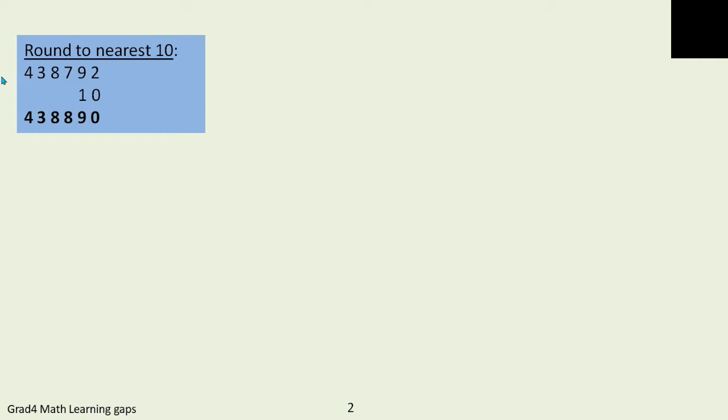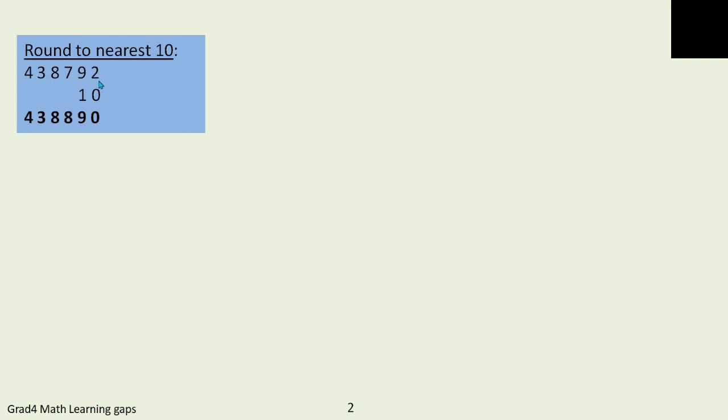Suppose let's take this number, 4,38,792. Fine, you have to round it to the nearest 10. So I have written 10 down, and now see, as it is to be rounded off to the nearest 10, you will see the number in the ones place, that is 2. Okay, the number to the right of the rounding off place, that is 2.